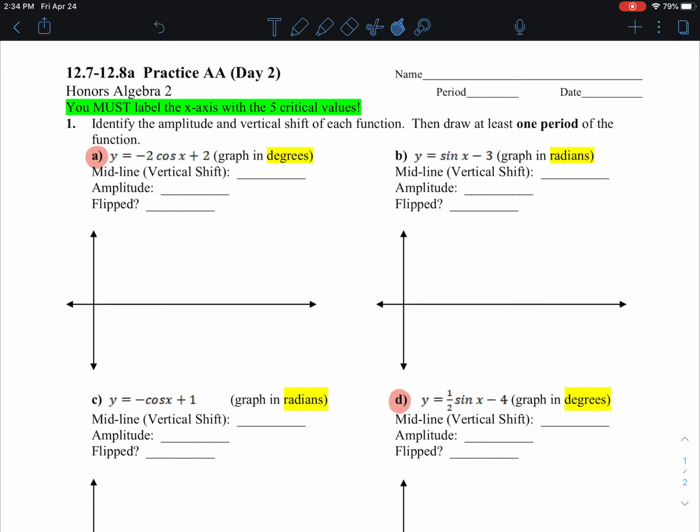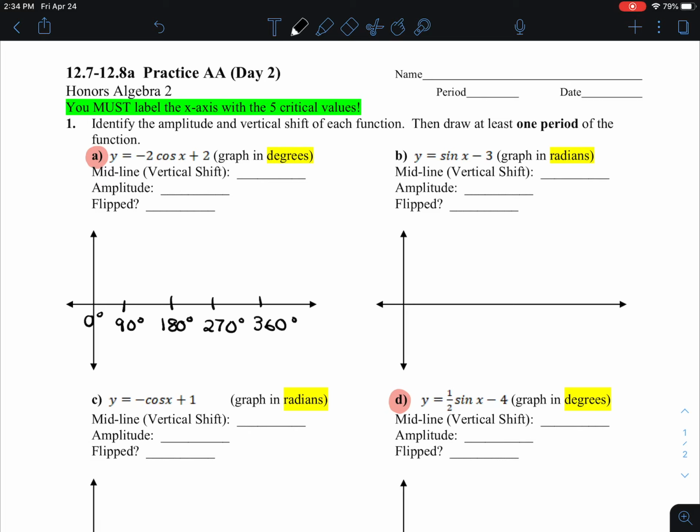The two questions we're going to look at on the homework are Part A and Part D. Both of these problems ask you to graph in degrees. It looks like the majority of you have caught on that it was stressed in the video that it is absolutely crucial that you label the 5 critical values along the x-axis. Those are all going to change with Monday's lesson. It's going to get more difficult on Monday. But right now, if we're in degrees, it's 0, 90, 180, 270, 360.